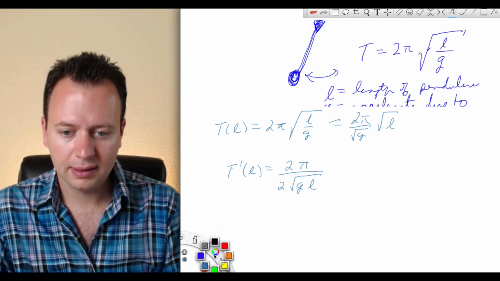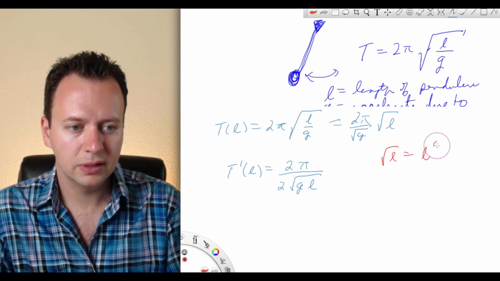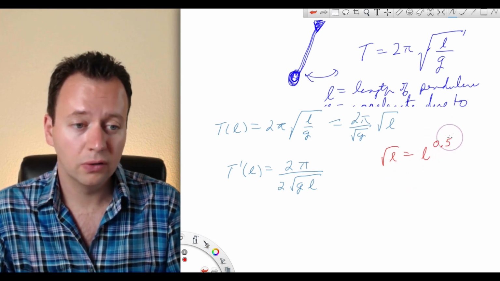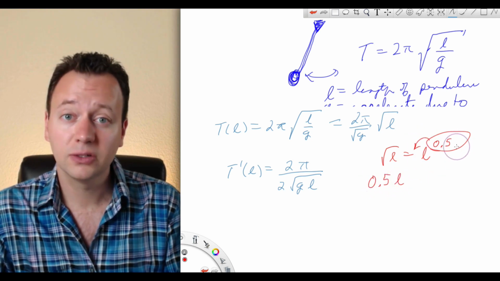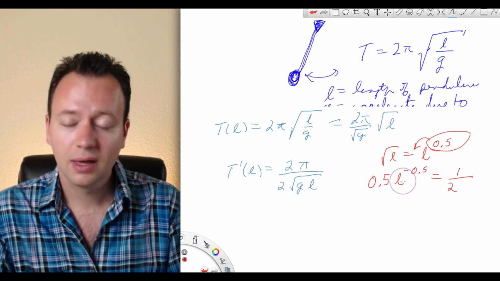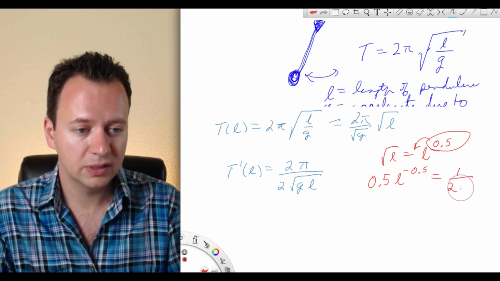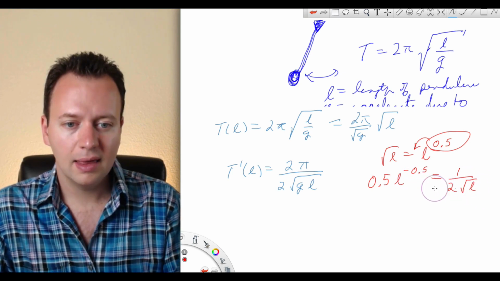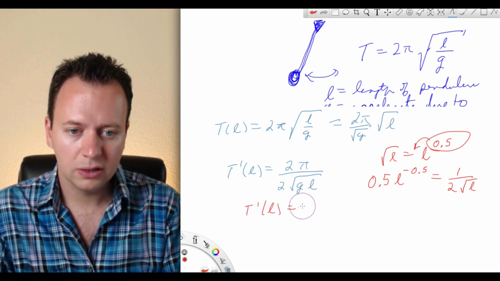Now what did I do to figure this out? Well, the square root of L is equal to L to the 0.5. When I take the derivative, the 0.5 comes down out front, so I get 0.5 L, and then I subtract 1 from the exponent, so it's L to the minus 0.5. The negative basically takes the reciprocal, and the 0.5 does the square root, so it's the reciprocal of the square root of L. And then I pulled the G and the L together. So basically T prime of L is just equal to pi over the square root of GL.